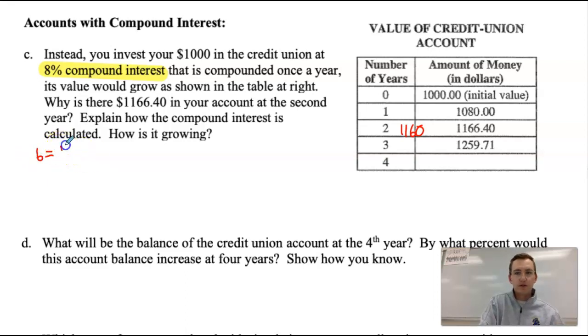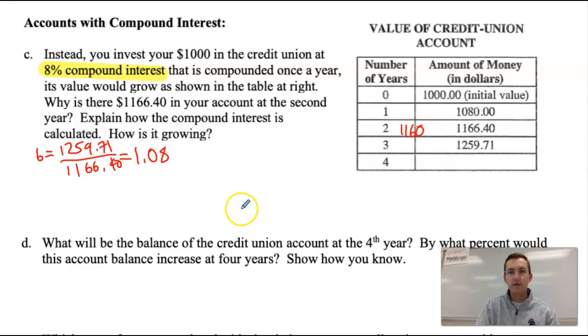If we go 1,259.71 divided by the previous term, which is 1,166.40, and plug that in our calculator, our multiplier is 1.08. Okay, so that's great. What about if we do it between 1 and 2? Let's check it. If they match, I think we've got an exponential function.